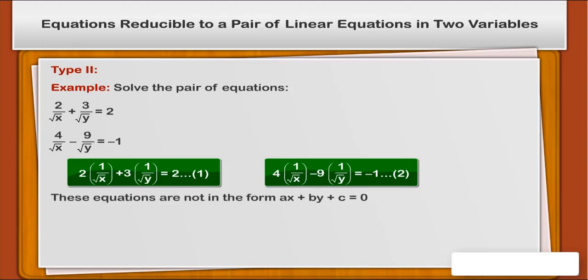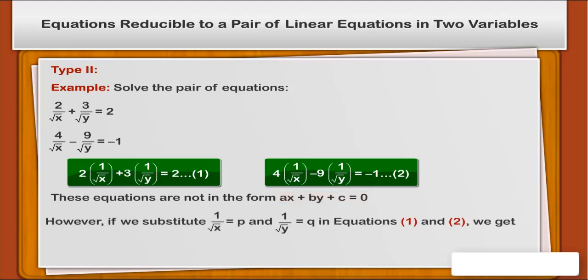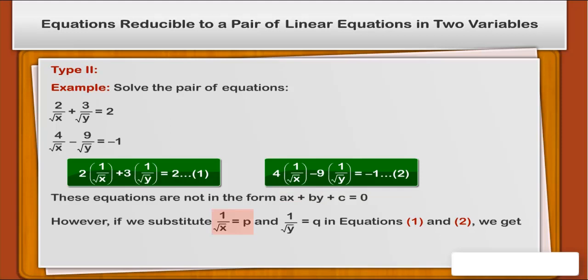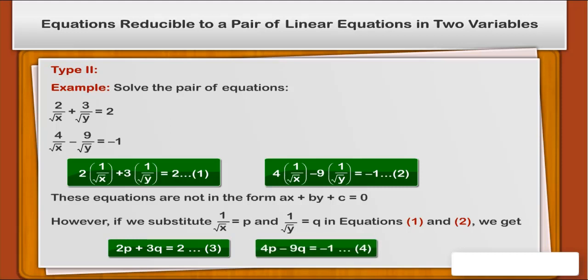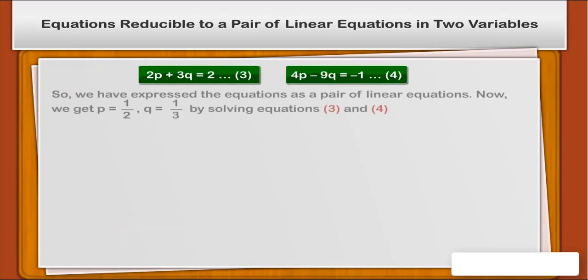These equations are not in the form ax plus by plus c is equal to 0. However, if we substitute 1 upon under root x equal to p and 1 upon under root y equal to q in equations 1 and 2, we get 2p plus 3q is equal to 2. This is now equation 3. 4p minus 9q is equal to minus 1. This is now equation 4. So, we have expressed the equations as a pair of linear equations.